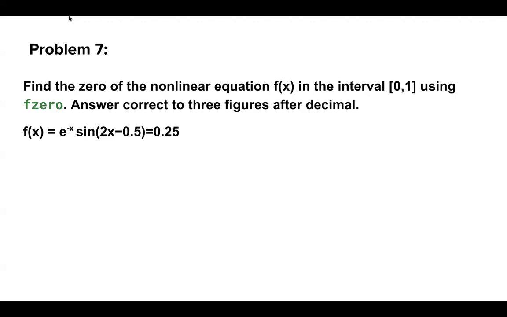Let's try to figure out the answer. So the equation is e raised to minus x sine 2x minus 0.5. And if you remember, this equation is not directly equal to 0. So first you'll have to convert this equation into that. It equates to 0. How do you do it? You take the 0.25 to the other side, that is, it becomes minus 0.25, then equal to 0. Okay, let's do that.